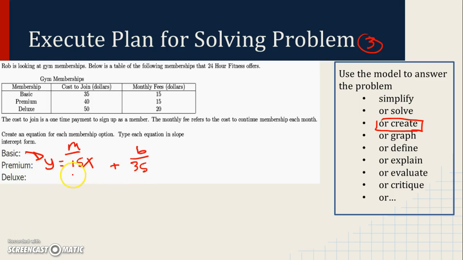And we can continue filling out this table, 15 and 40 for a premium plan, $20 monthly fees plus a $50 cost to join for the deluxe plan. So we have the total cost of a premium plan is $15 per month plus $40 startup, and for a deluxe plan, the total cost is $20 per month plus $50 startup. We're keeping Y and X because we still don't know them until life has already happened.